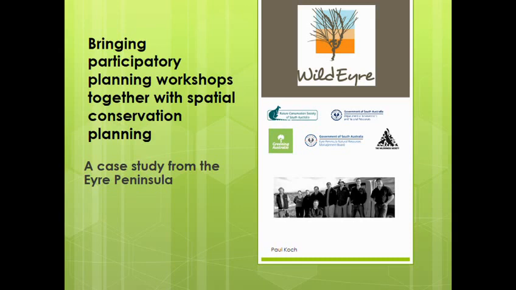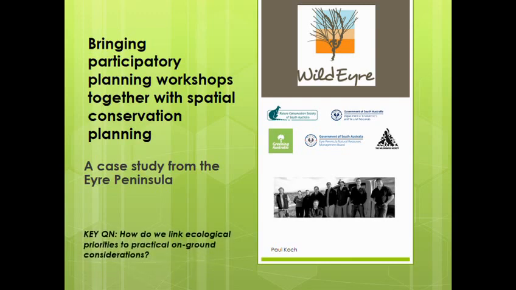It's a collaborative landscape scale conservation project between a partnership of government and non-government organisations: Greening Australia, Nature Conservation Society of South Australia, Wilderness Society, Doona, and Natural Resources Eyre Peninsula.